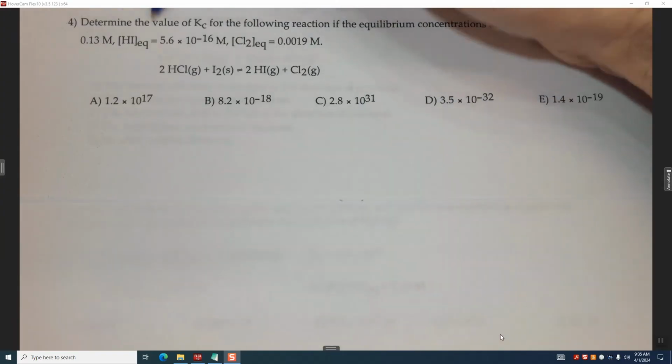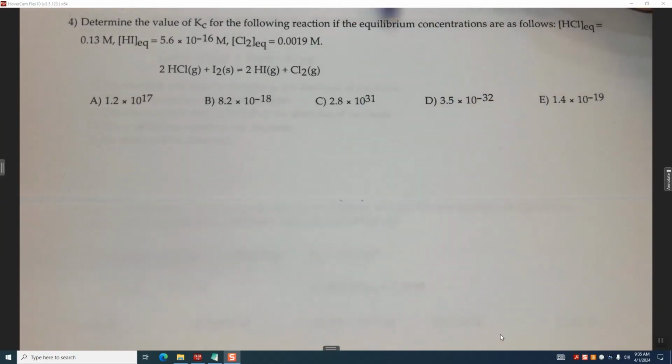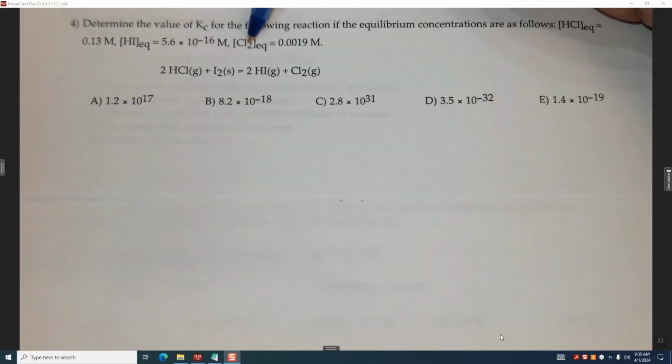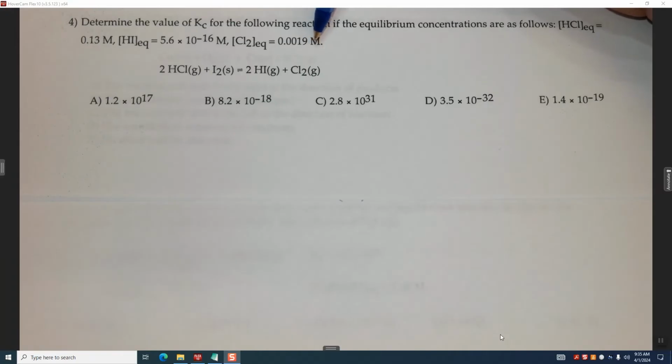Alright, number 4 says, determine the value of Kc for the following reaction if the equilibrium concentrations of HCl is 0.13, HI is 5.6 times 10 to the minus 19, and Cl2 is 0.0019. So let's take a look at this.